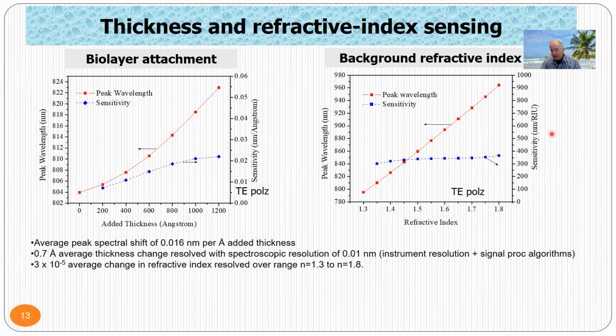Sensitivity is the shift per unit refractive index change, nanometers per RIU. So this sensor has a sensitivity of about 400 nanometers per RIU. And this sensitivity can be varied quite broadly depending on the sensor design and the wavelength that you use.